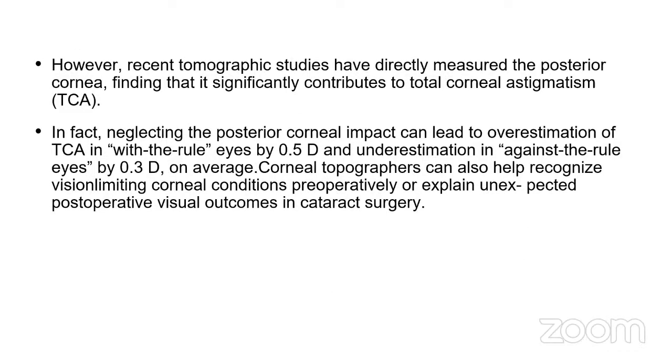However, recent tomographic studies have directly measured the posterior cornea, finding that it significantly contributes to total corneal astigmatism. In fact, neglecting the posterior corneal impact can lead to overestimation of with-the-rule astigmatism by 0.5 diopter and underestimation in against-the-rule eyes by 0.3 diopters on an average.